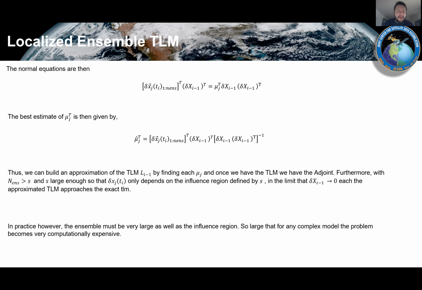So, okay. With that form, we can just solve this as a least squares problem. So I find the normal equations, I multiply by delta X transpose, and then I find the pseudo inverse. And now I have an estimate, call it mu hat, for the non-zero values in that matrix. So I could do this then for each and every grid point and variable, and then I'm piecing together L, the tangent linear. Okay. One nice thing that is at least nice to know is that if you have a large enough ensemble and S is large enough so that you're actually getting the exact influence region, right?